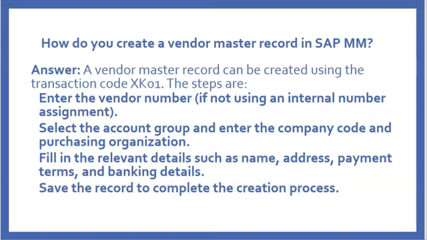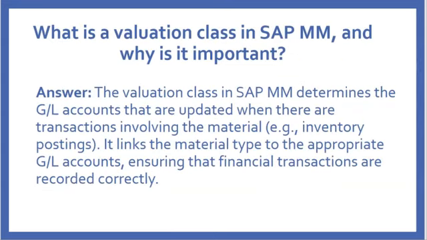How do you create a vendor master record in SAP-MM? Answer: a vendor master record can be created using the transaction code XK01. The steps are: enter the vendor number, if not using an internal number assignment. Select the account group and enter the company code and purchasing organization. Fill in the relevant details such as name, address, payment terms, and banking details. Save the record to complete the creation process.